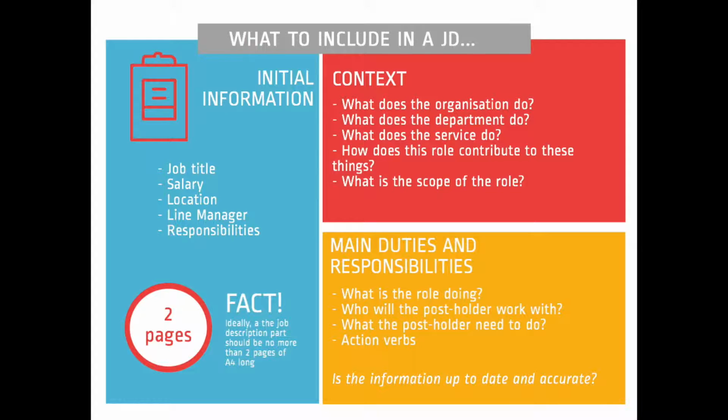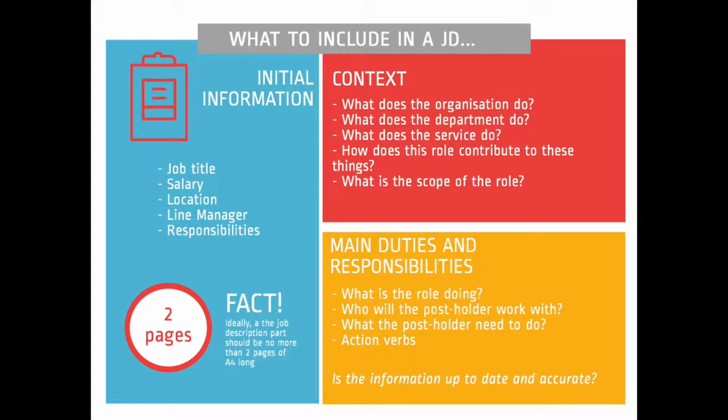Speak to your local HR if you need further advice on this. Under the initial information section, you should ensure that there's information about what the job title is, the salary for the post, the location of the role, what post they report to, and some of the key responsibilities of the role. This may include line management or financial responsibility. You may want to consider putting this as a table or a separate section at the beginning of the JD so that it stands out.